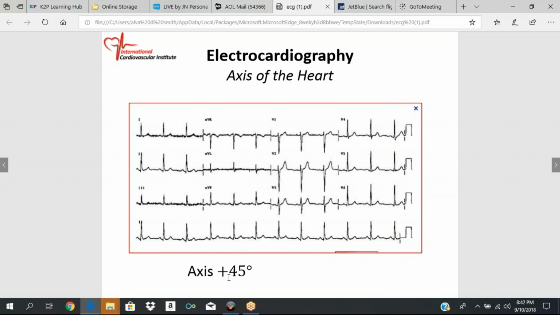We're not going to go into any minutiae here. If you say plus 60, you will get it correct. So remember, the normal axis is going to fall between 0 and 90 degrees. So this is a normal axis.